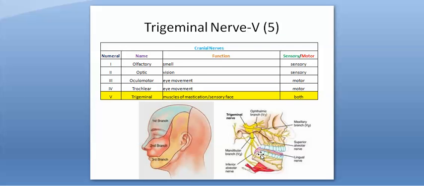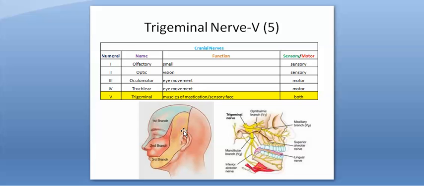All right, so let's talk about trigeminal. This is one of my favorite cranial nerves. It has both sensory and motor components. So let's talk about the sensory piece first, because that's the most interesting to me. It has 3 branches.